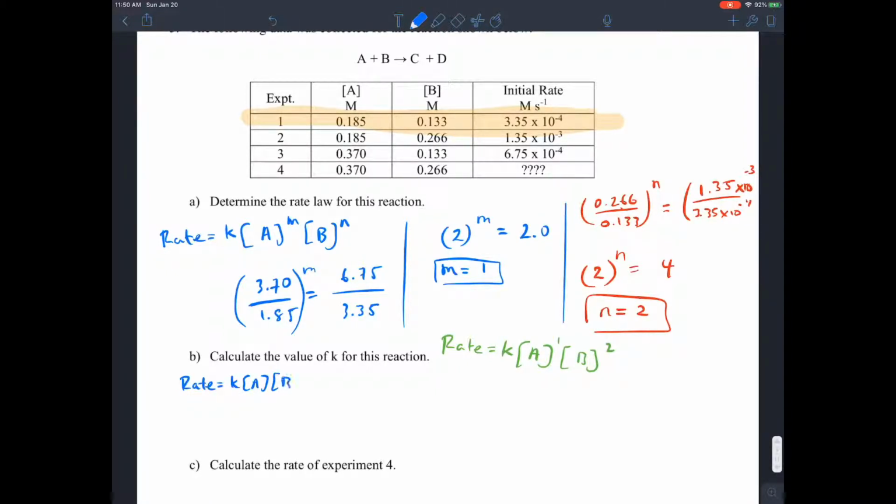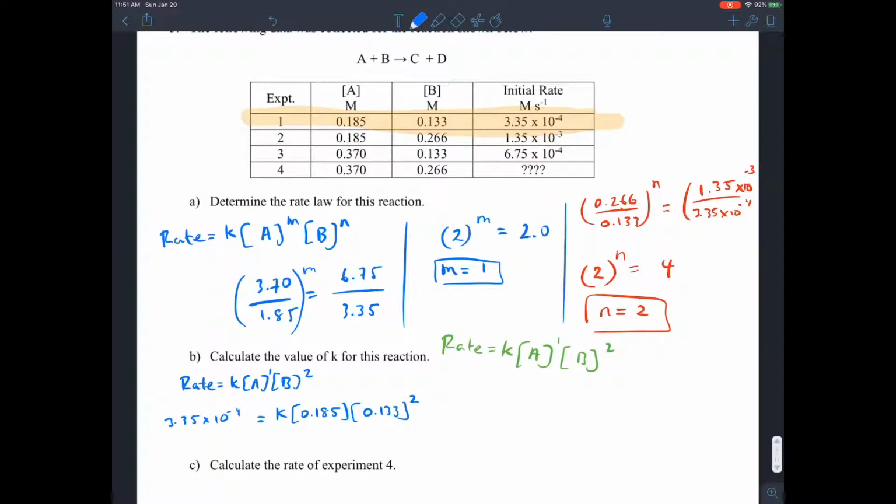And that's B squared, because that's what we found out in part A. So plugging in row 1, my rate is 3.35 times 10 to the negative 4 molar per second, which is equal to K. And A in this case, the initial concentration for A was 0.185, and for B was 0.133. Now, notice that A in our rate law has an exponent of 1, but B has an exponent of 2, so I need to square this 0.133 that we see here.